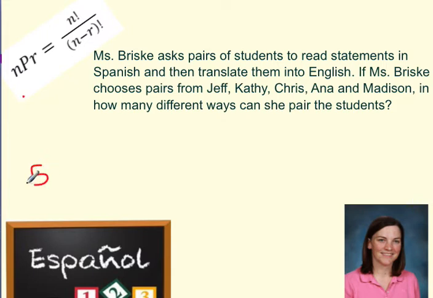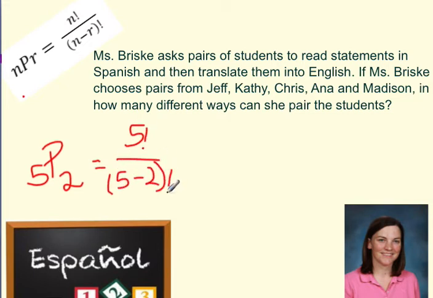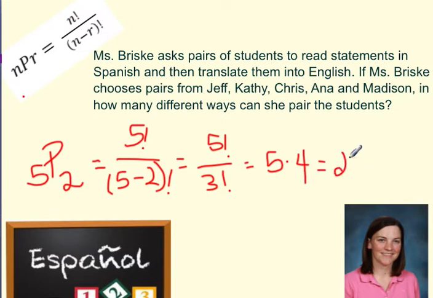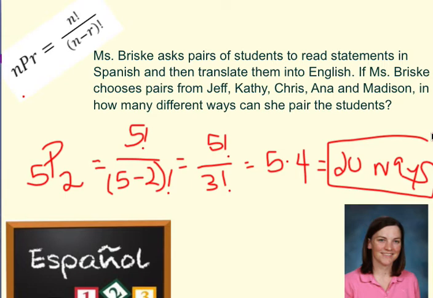So we have 5 students and we're going to pair them into 2. So we're going to do 5 factorial divided by 5 minus 2 factorial. So then we're going to get 5 factorial over 3 factorial. So now we know that 3 times 2 times 1 are going to be taken care of in the factorial itself. So left we have 5 times 4, which we know is 20. So there's 20 different ways that Miss Brisky can make up those pairings.